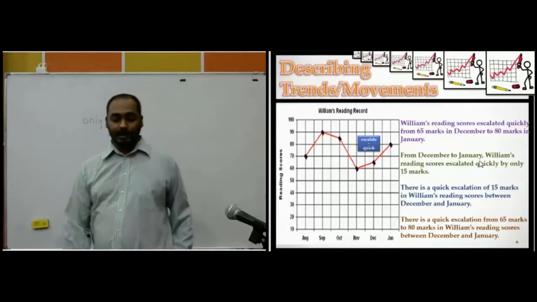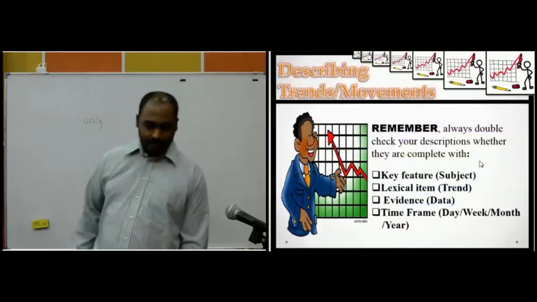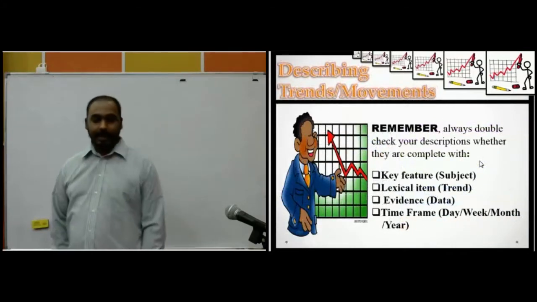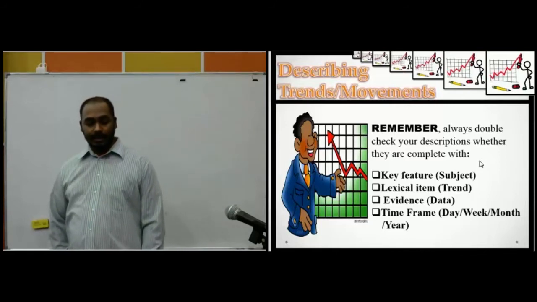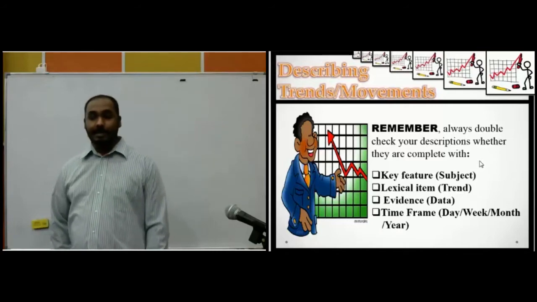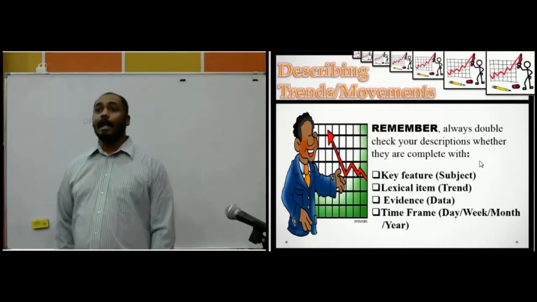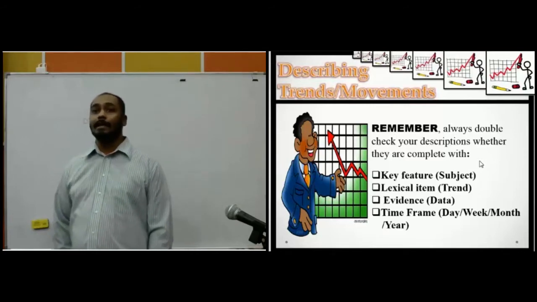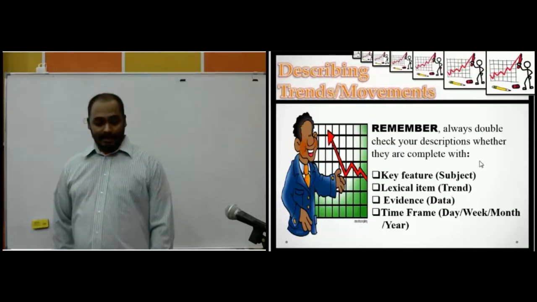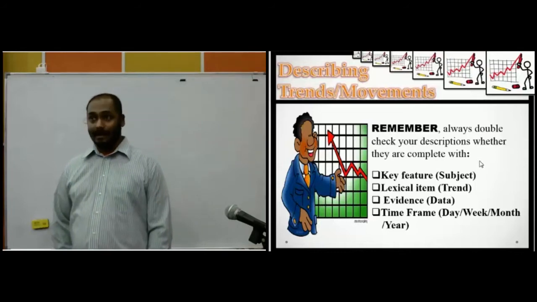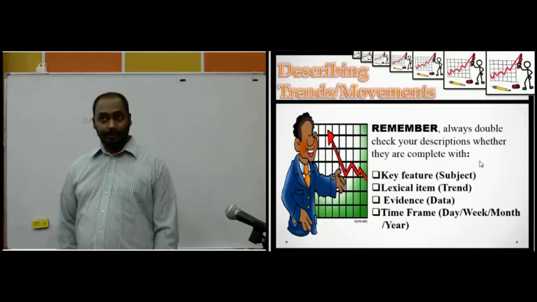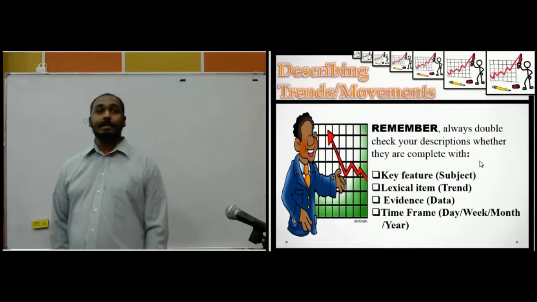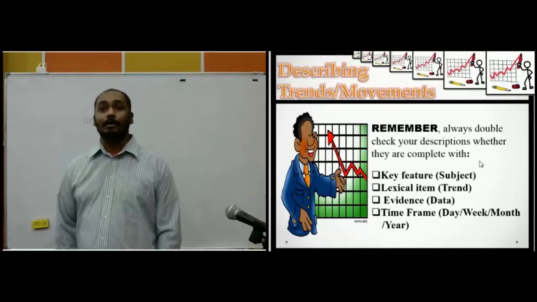Okay? So, I just need to remind you guys, please remember, in describing trends, you must check A, the key feature, B, the lexical items, C, the evidence, and D, the time frame. The key feature must be correct. For the lexical items, make sure the grammar is correct. For C and D, make sure there is accuracy.